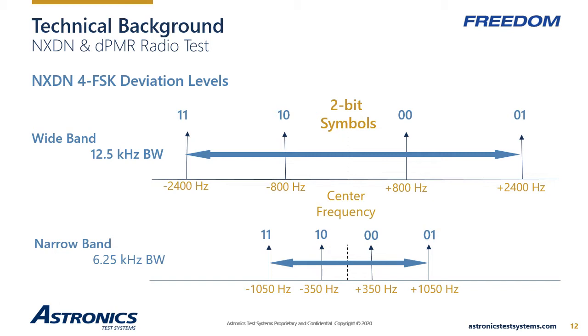If the channel is wideband or 12.5 kilohertz, the signal is shifted by 2400 hertz or 800 hertz, either above or below the center frequency. If the channel is narrowband or 6.25 kilohertz wide, the signal is shifted by 1050 hertz or 350 hertz, either above or below the center frequency. Note, dPMR only uses the narrowband channel.